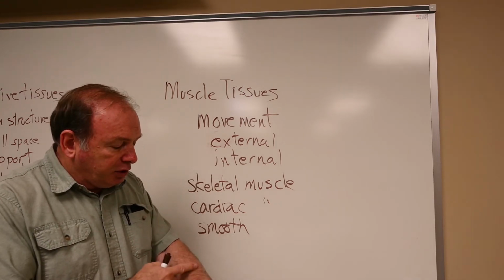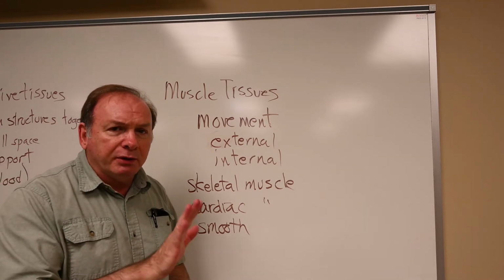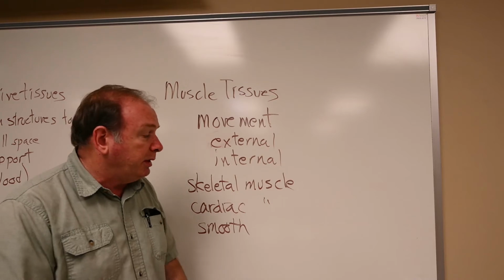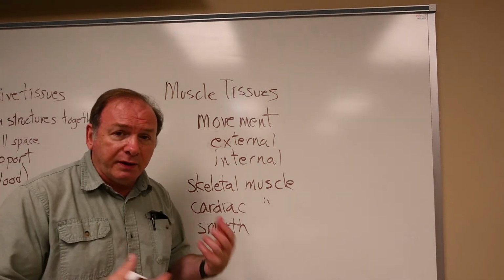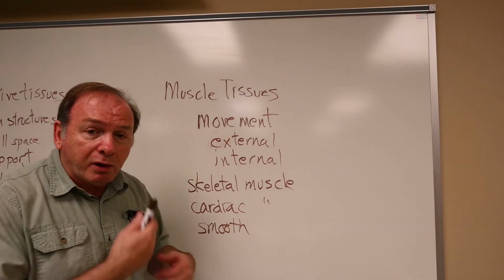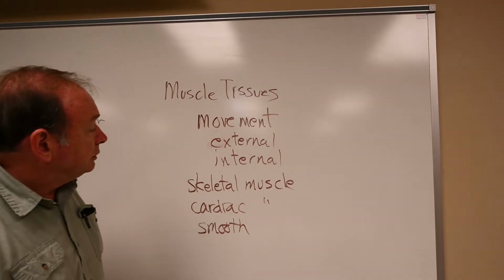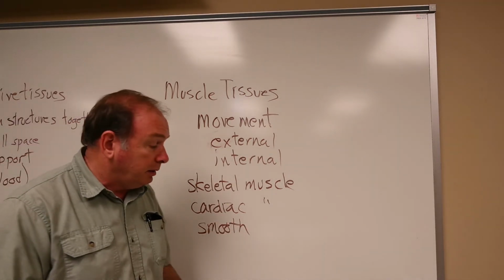And then finally in your skin, there's what we call arrector pili muscles that cause your hairs to stand on end. Your goosebump muscles in your skin are smooth muscles. None of those are voluntary things. We don't have any voluntary control over those. No voluntary control over our heart muscle either. So skeletal muscle, cardiac muscle, and smooth muscle, we'll look at each of those in detail later on.